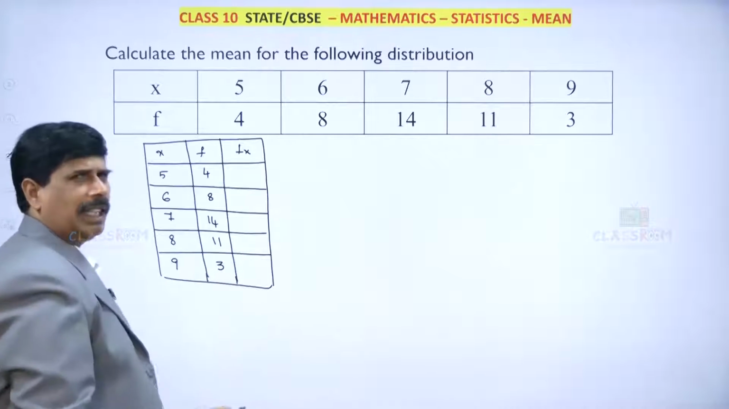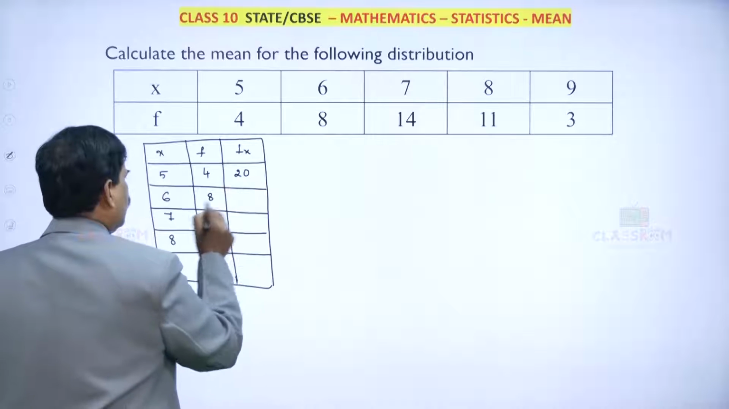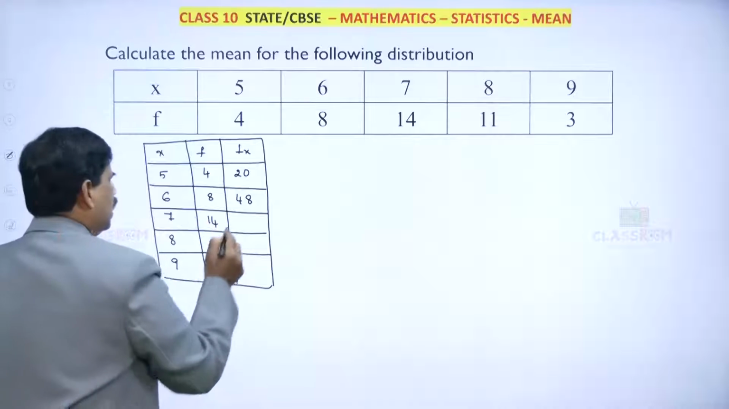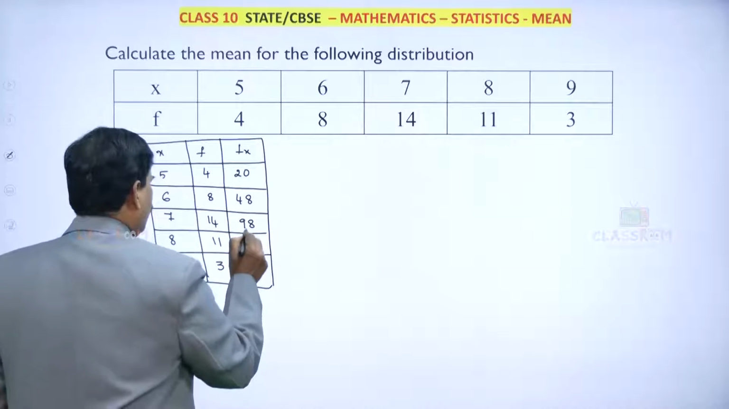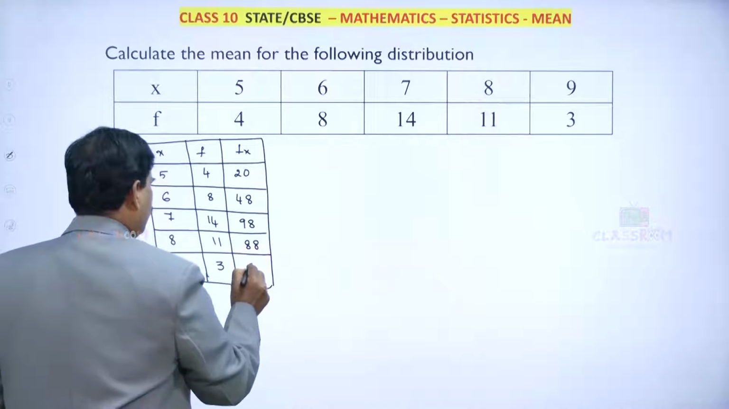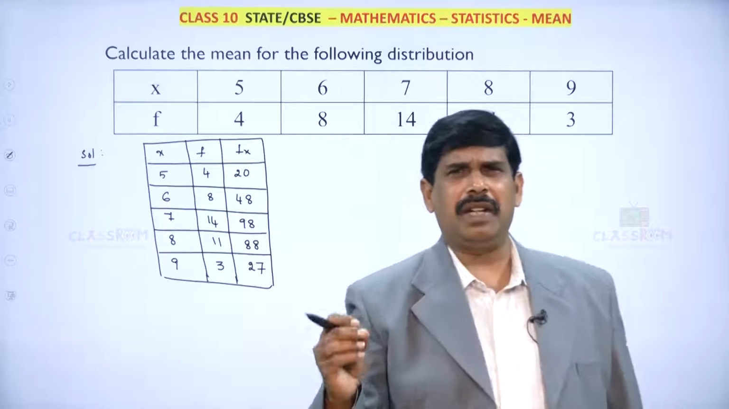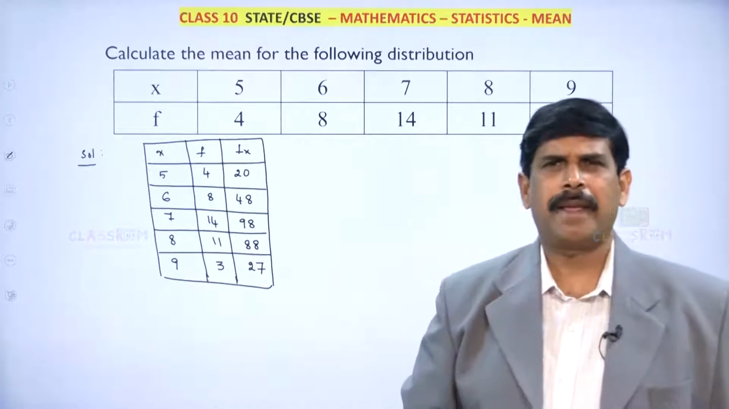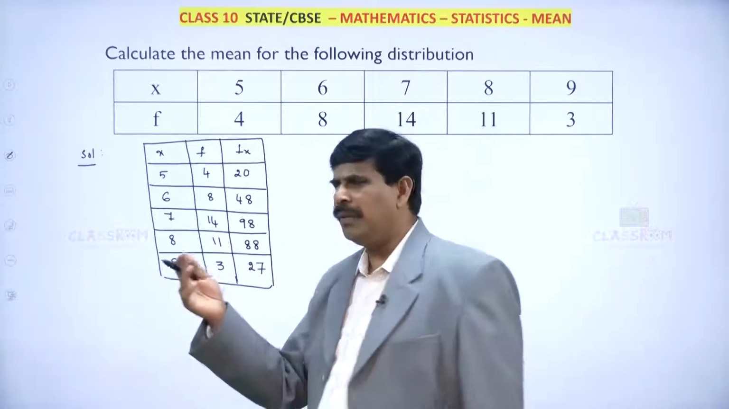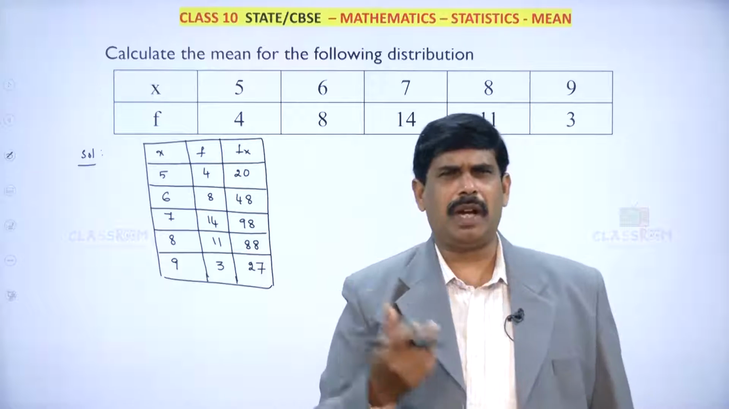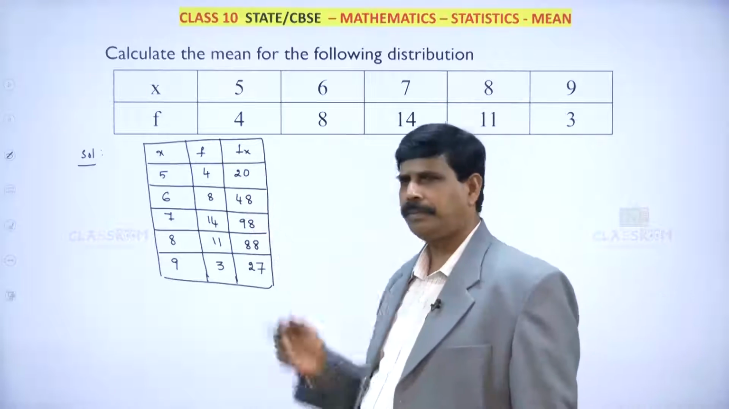Okay. Now you multiply this observation with frequency, children. 5 4s are 20. 6 into 8, 48. 7 into 14, that is 14 7s are 98. 11 8s are 88. 9 3s are 27. See, nothing special we did. The observations and frequencies are already given in the problem. We just learned that when the values come with the frequencies, we must multiply the observation with frequency, so we have multiplied.